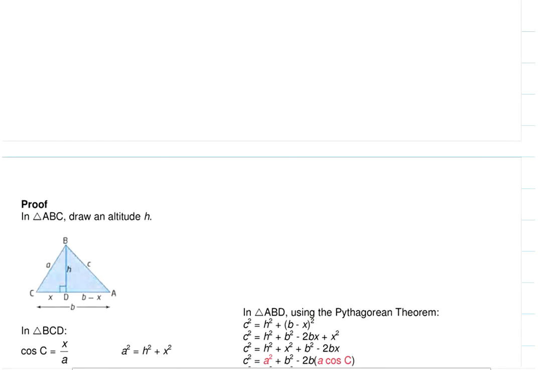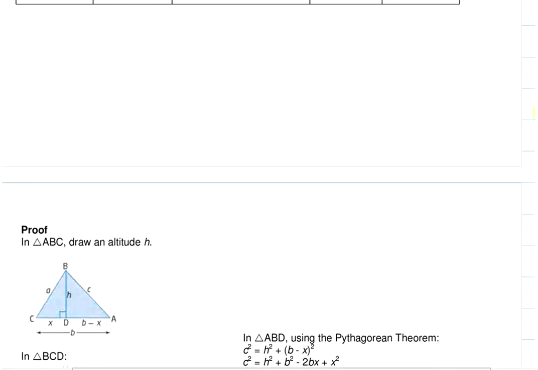Okay, now before we go over the table, I just want to show you how you can manipulate the formula to find an angle. So let's say you want to find angle A. You would want to use this version of the cosine law, and because you want angle A, you would want to solve for cos of A.